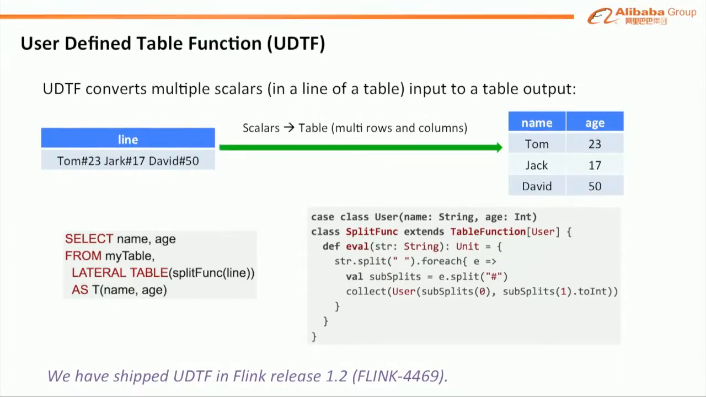A UDTF is where you have one scalar input and you generate a table. In this case, you have a line of string and you want to separate this line by space into different rows. Similar to a UDF, users still just need to implement their processing logic in eval, and in addition, you use the collect method to implement how the table looks like.